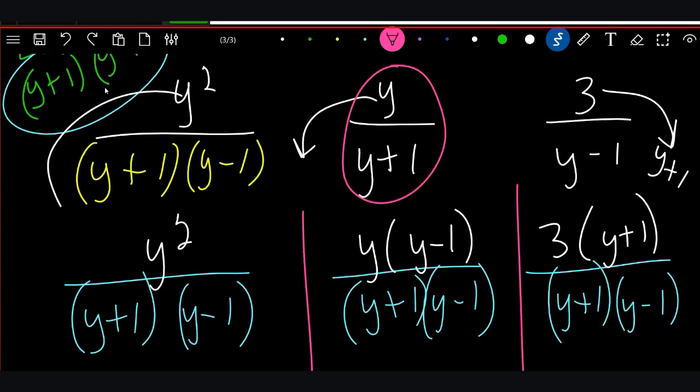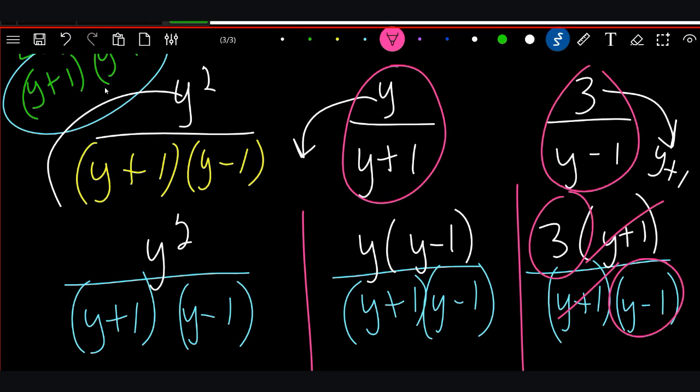Look at this one. So I had y plus 1 up here. Well, look what I can do here is or y minus 1, 3 over y minus 1. So what I can do is I can cancel the y plus 1s, and then I'm left with 3 over y minus 1. Same thing. They're the same fractions. All we're doing is making them with a common denominator so that we will be able to add them in the next lesson.